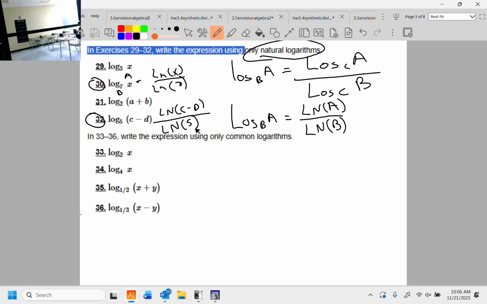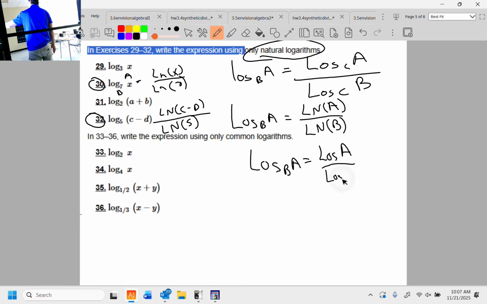And in 33 to 36, it works exactly like this one does, except you're just using a base of 10. Log base some base is simply log A over log B. So 10 becomes understood.